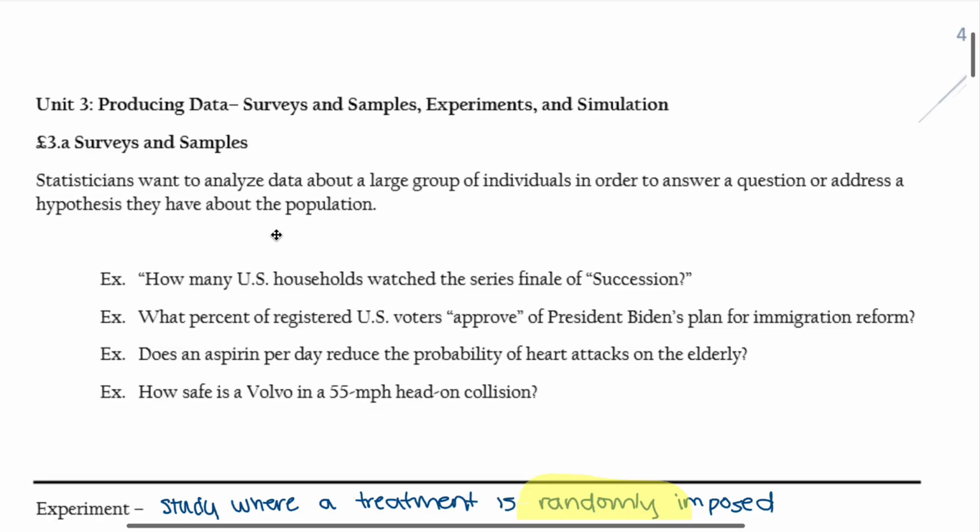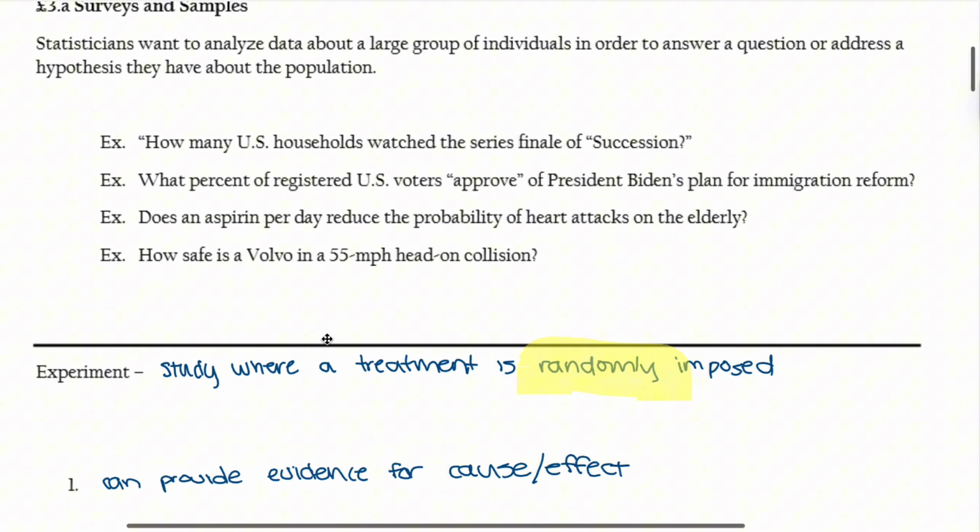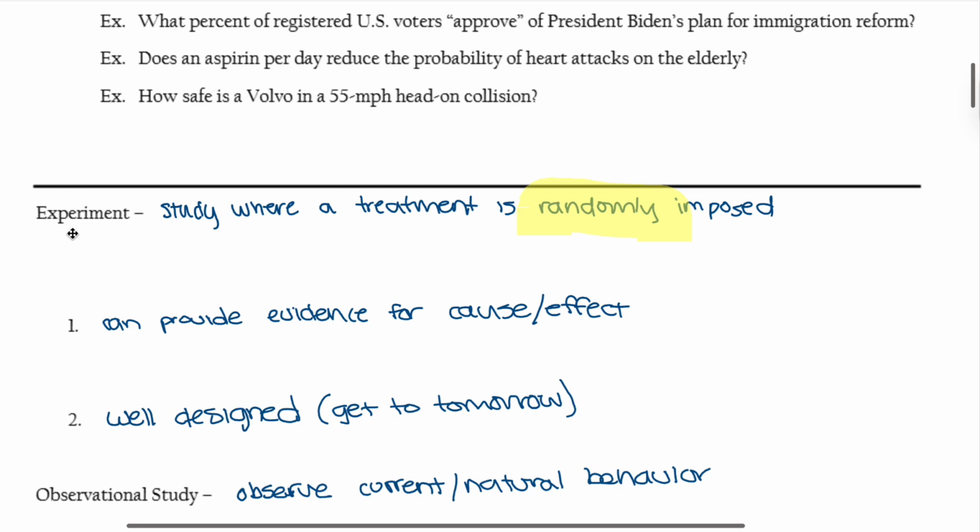Example 3. Does an aspirin per day reduce the probability of heart attacks in the elderly? Example 4. How safe is a Volvo in a 55 miles per hour head-on collision? So those are some interesting questions that just open our video. Feel free to think in your head about the different types of sampling methods used in here, and we're going to dive deep into them later.